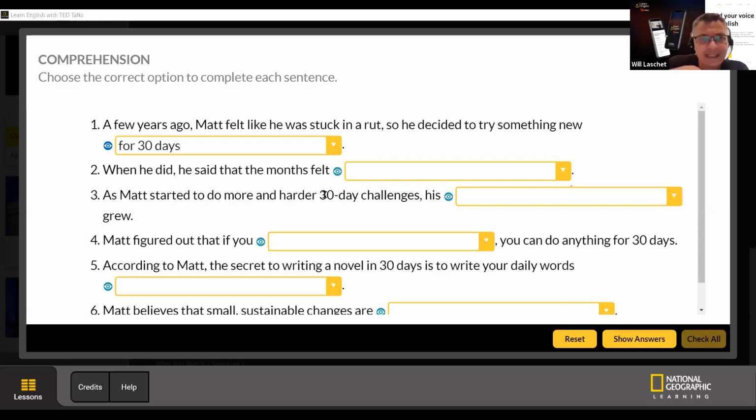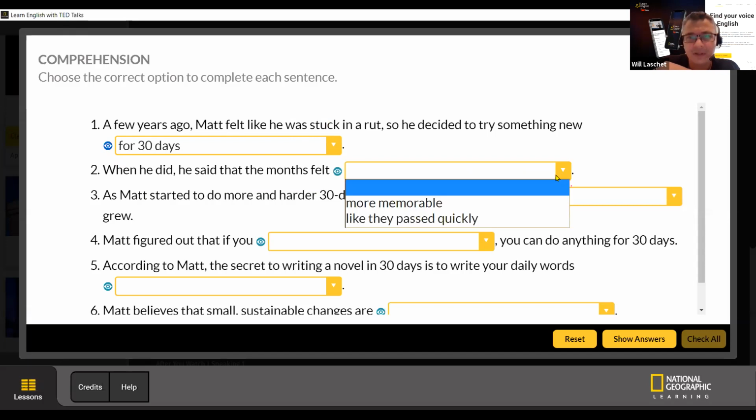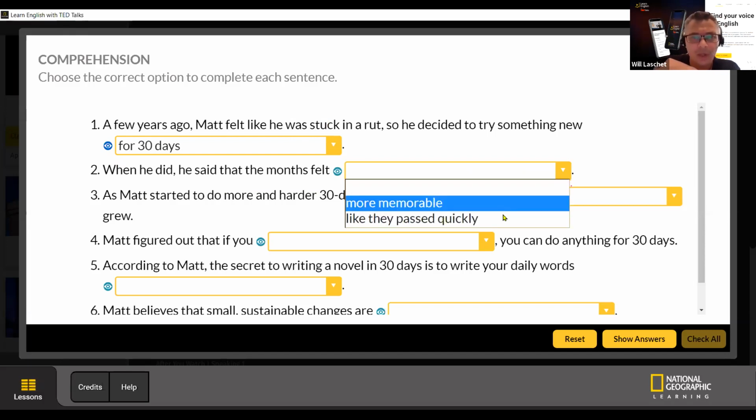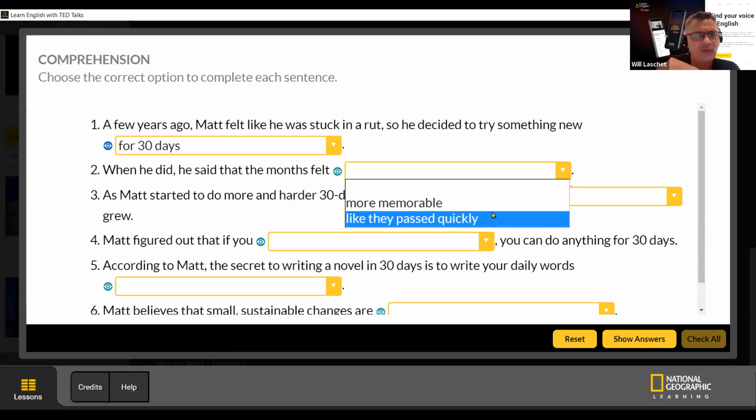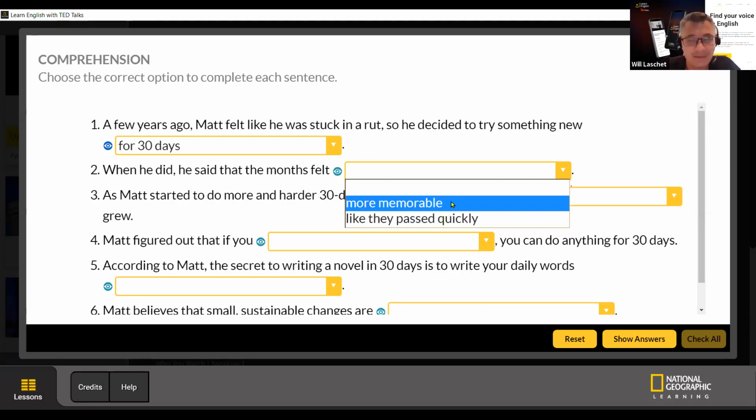When he did, he said that the months felt, let's have a look at the answers. We've got more memorable or like they passed quickly. So can you remember, what did Matt say there? Did he say that the months were, he remembered them more clearly? Van says more memorable. That's right. He says that he can remember each month. I think that's a very interesting point, especially maybe during lockdown. All the time seems to kind of join together.